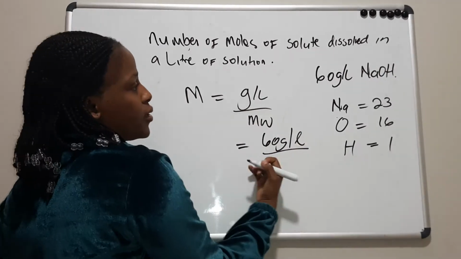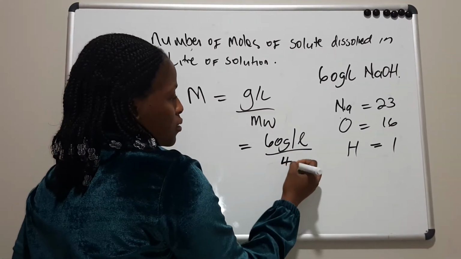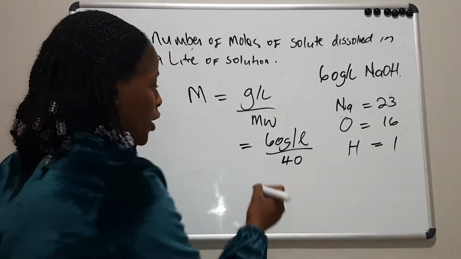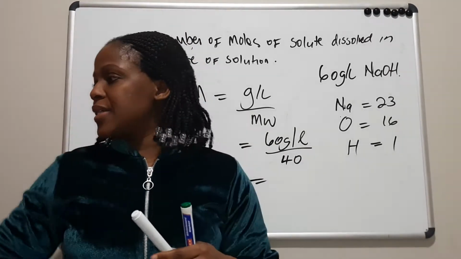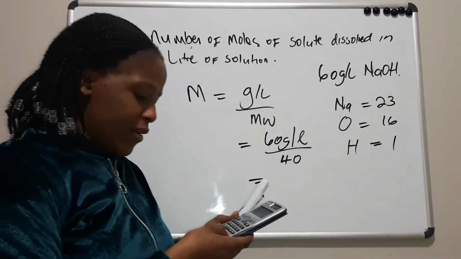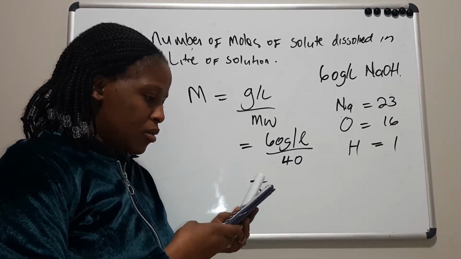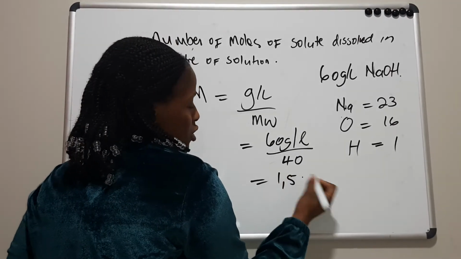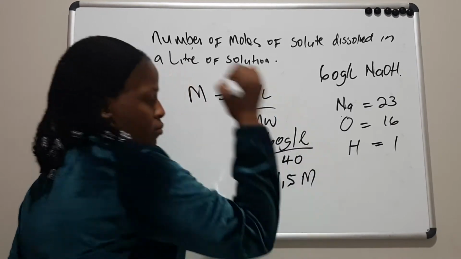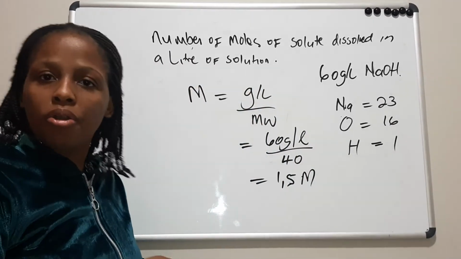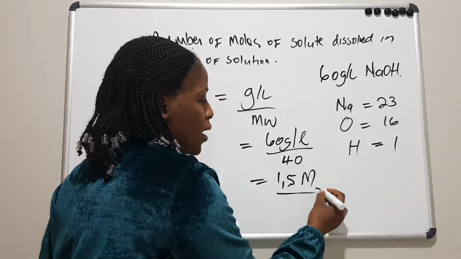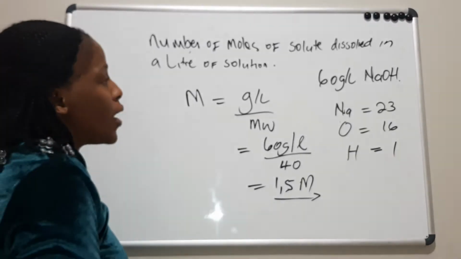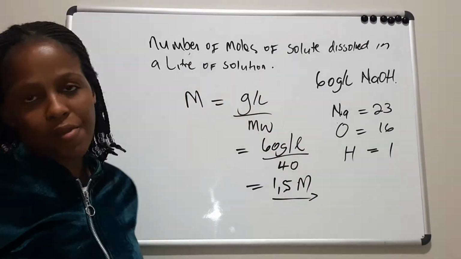Which will give us a molecular weight of 40. Then you're just going to say 60 divided by 40, which is going to give us 1.5. Then it means the answer to this question is 1.5 moles. Or you can say it's 1.5 molar, or you can put in M like that to represent your unit. And voila, you were able to calculate molarity.